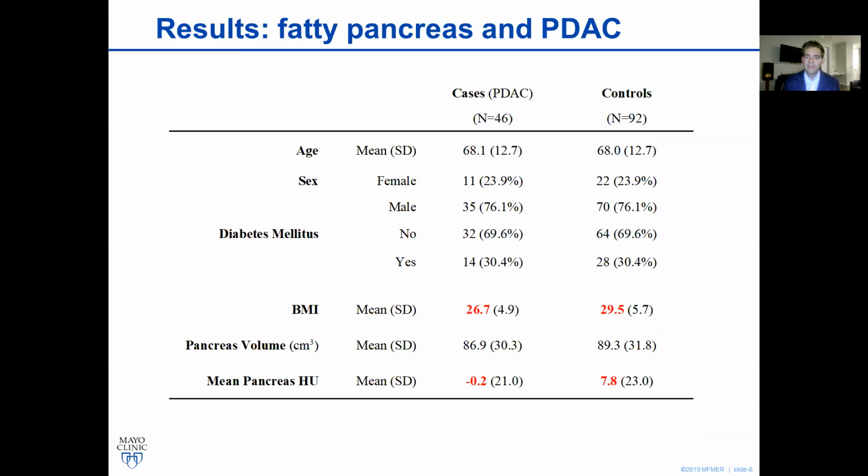Here you can see the results of our study. We had 46 cases and 92 controls in a 1:2 match ratio. And you can see that age, sex, and diabetes mellitus are very similar in both groups because of the design of the study. However, BMI and mean pancreatic Hounsfield units were both significantly lower in the cases compared to the controls. We did not find any difference in pancreas volume.